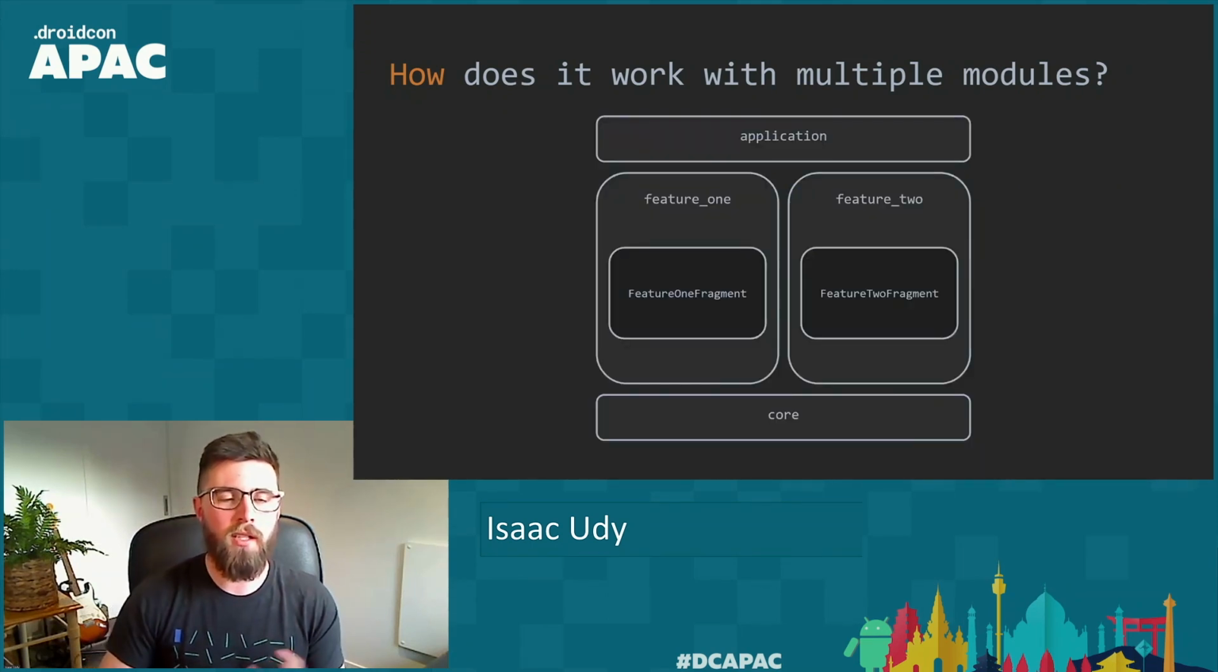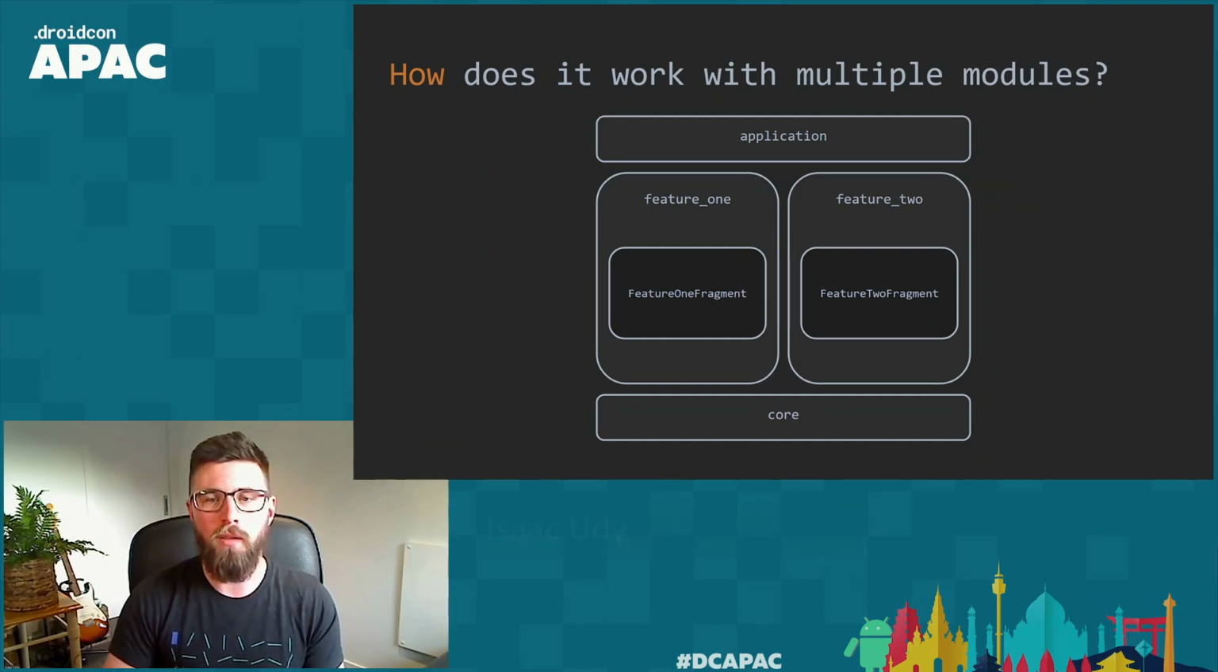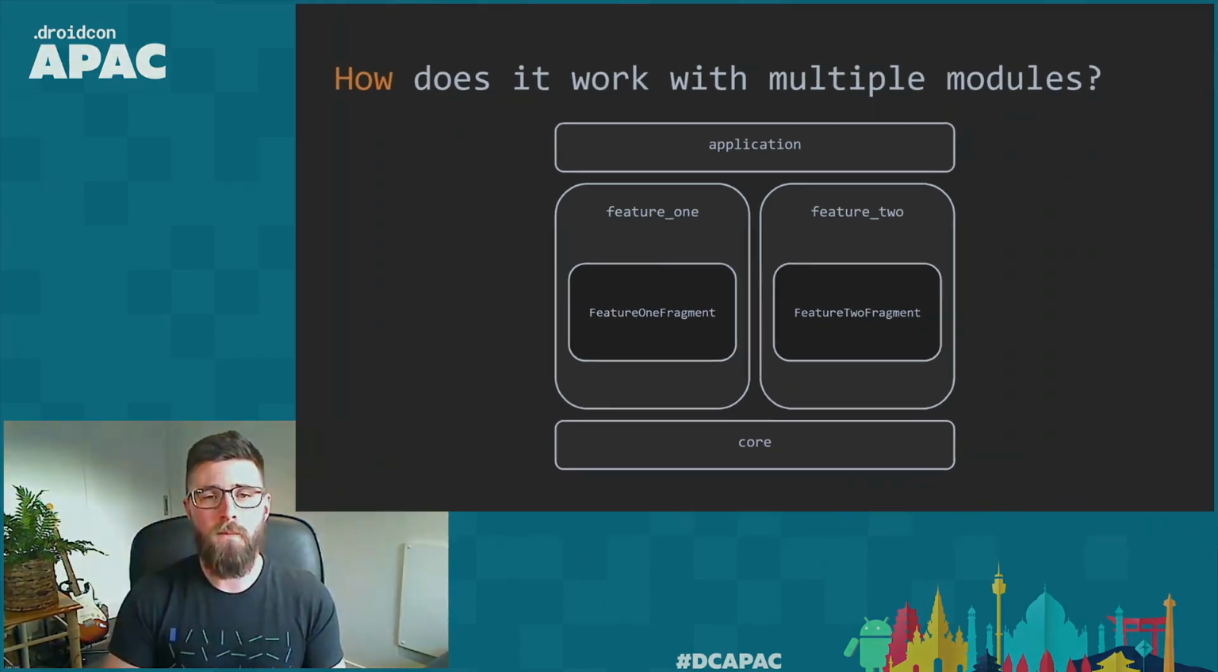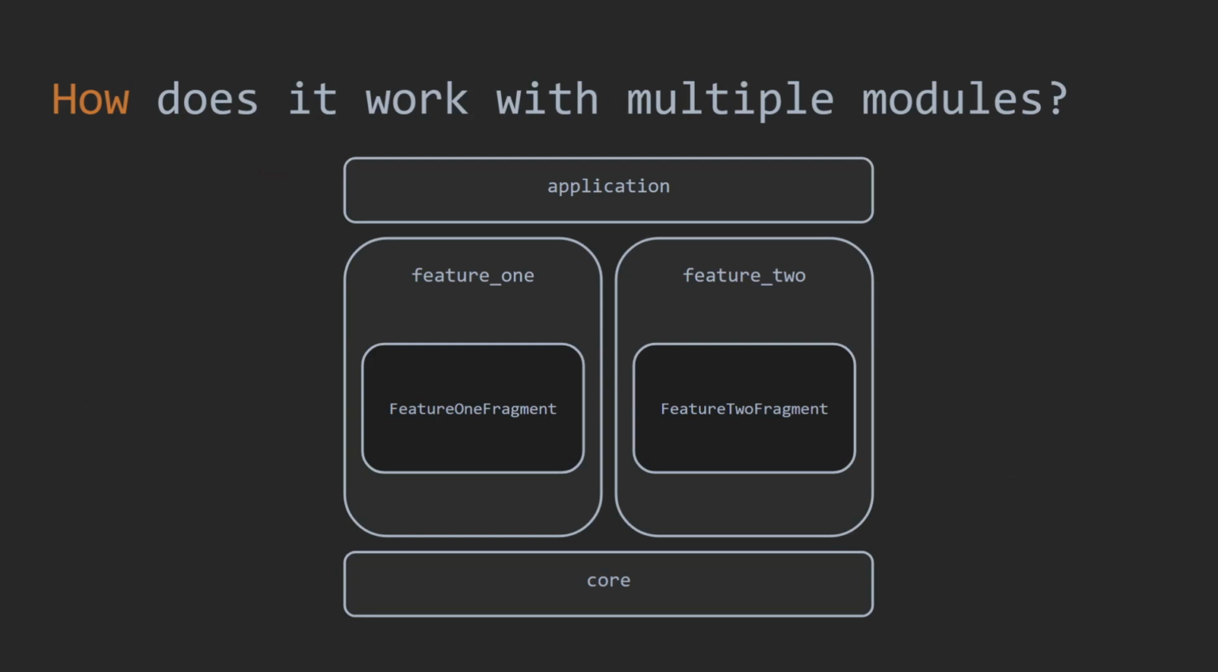So it's going to look a little bit like this. It's a super simple example project. We've got one application module, two feature modules, and one core module. We'll imagine that each feature module contains a fragment, Feature1Fragment and Feature2Fragment respectively. And we'll also assume that Feature1Fragment and Feature2Fragment each need to navigate to the other. So the modules can't actually depend on each other, because that would be a cyclic dependency.